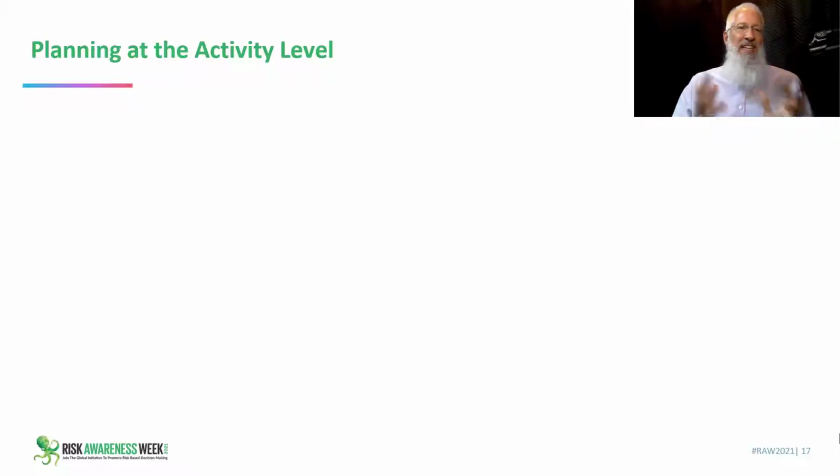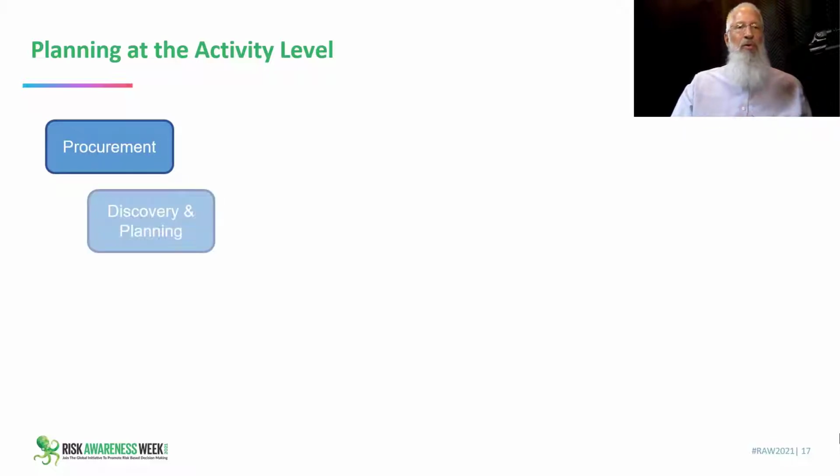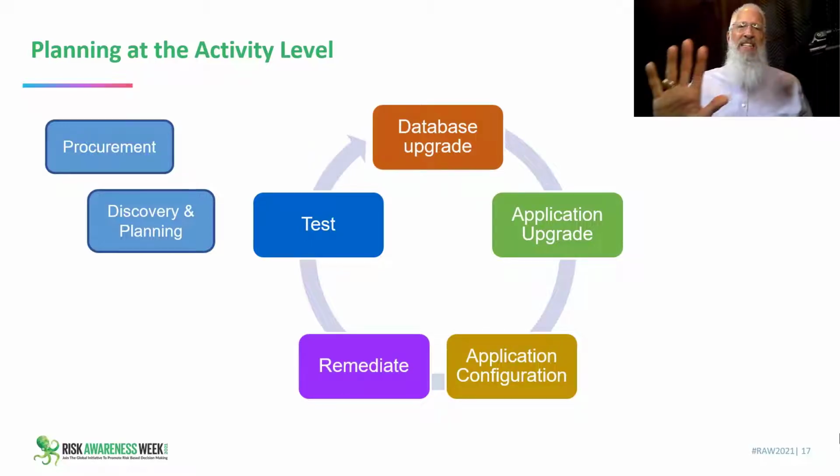I didn't use the exact details of the project that I managed because of intellectual property that belongs to my employer. But here's some representative activities. First, there would be a procurement activity where we would find a technology partner to help us with the upgrade. We would do some discovery and planning with that technology partner to help us understand what's before us. And then there would be this cycle of activities.